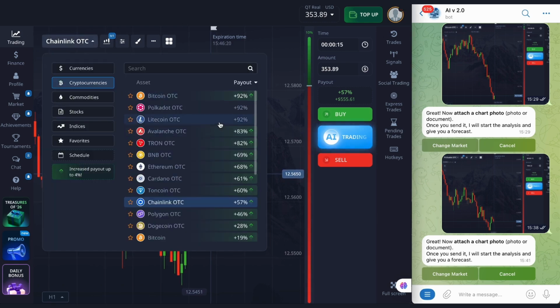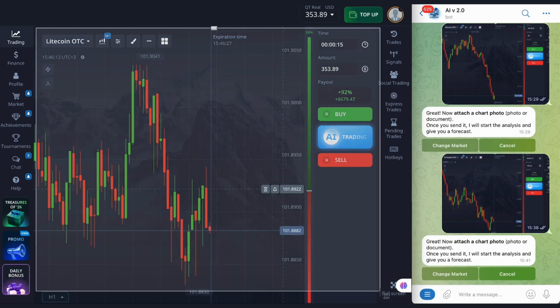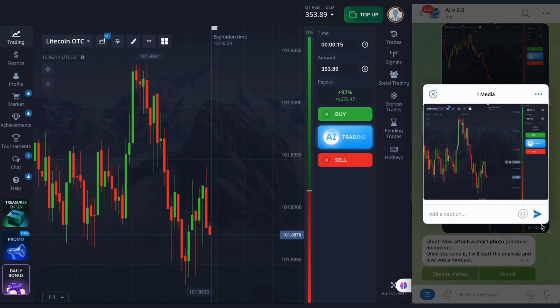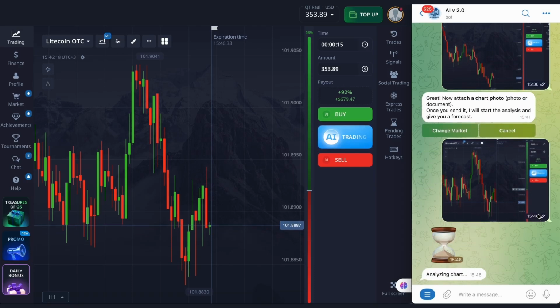We're going to go ahead and hit the market with Litecoin OTC. Taking a nice screenshot of my Litecoin OTC and attaching it to my AI screener, and we're gonna hold on tight and see how this is gonna play out, ladies and gentlemen. It says once we send it, it will start the analysis and give us the forecast. It's building the strategy, studying candlesticks, and is this gonna be a buy or sell?